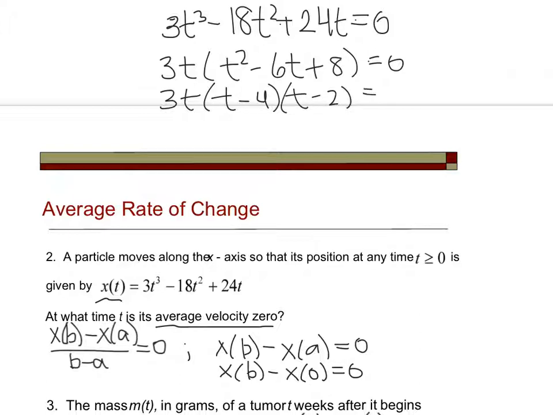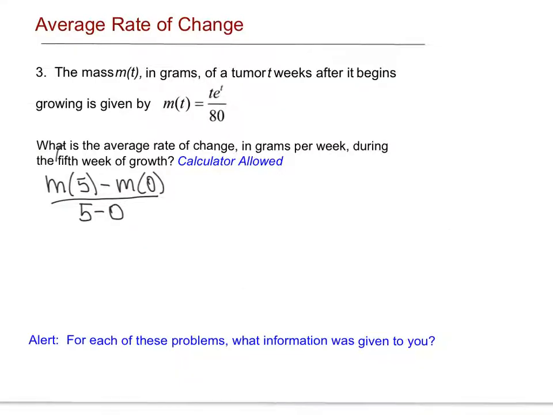So we see that we have three values where the average velocity would equal 0: t equals 0, t equals 4, and t equals 2. Let's have you try one more now. First try to solve this problem, and then you'll see if the answer is correct.